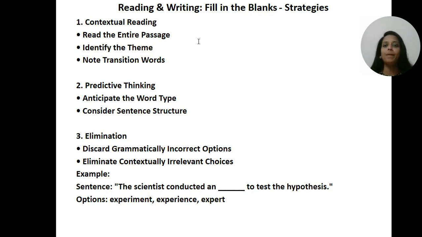For example, if the passage is about environmental conservation, words related to nature and sustainability are likely to come, right? It's just a guess. And you have to know transition words. Words like however, therefore, moreover can guide the logical flow and indicate the relationship between the sentences.